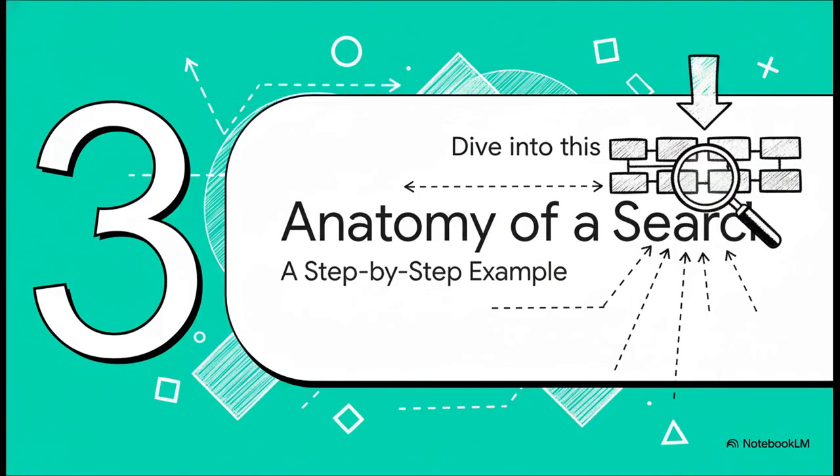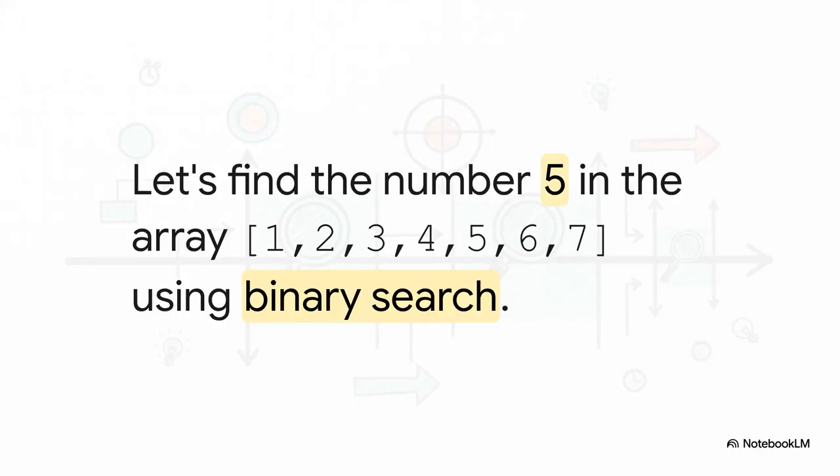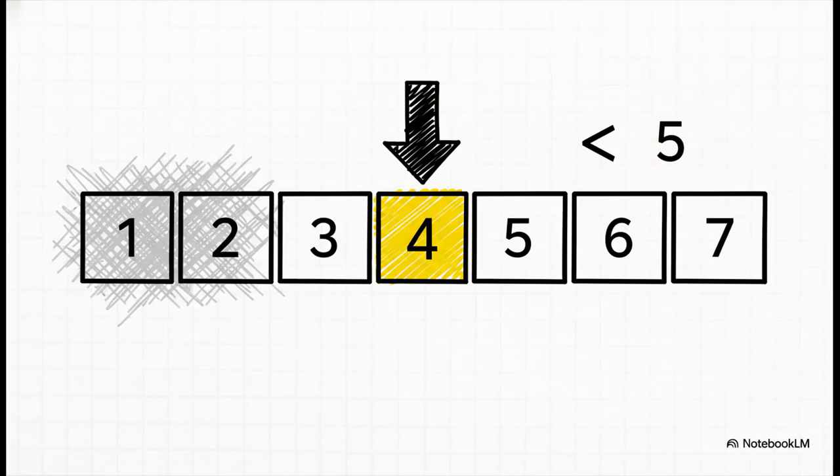Okay, theory is great and all, but let's actually see this thing in action. I'm going to walk you through a really simple example so you can see exactly how this works, step by step. At its heart, the whole algorithm is just this simple, elegant loop. You find the middle, you make one comparison, and you throw away half of the problem. Then you just do it again on the smaller piece that's left over. That's it. All right, so for our walkthrough, we're going to be looking for the number 5 in this simple sorted array of 7 numbers. Easy enough.